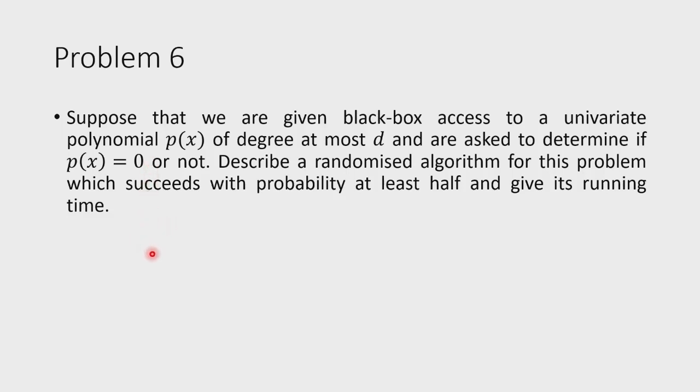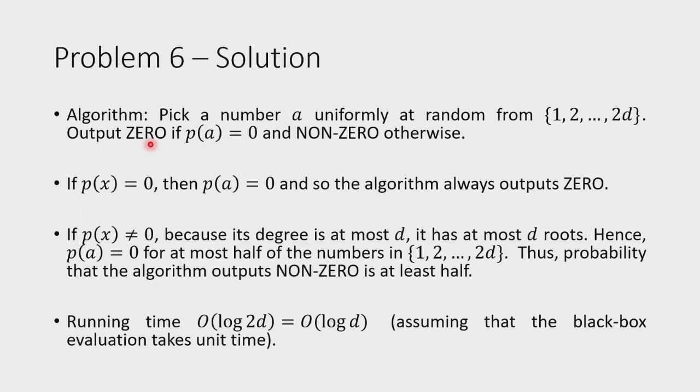Yes. There is a very easy way to get around all of this, and it's the following. The basic algorithm is exactly what you suggested. So here's the algorithm. Pick a number a uniformly at random from the set {1, 2, up to 2d}. Output 0 if p(a) equals 0 and non-zero otherwise. This is exactly the algorithm you suggested, except that a is not going to be a random real number, it's going to be a random number from this set.